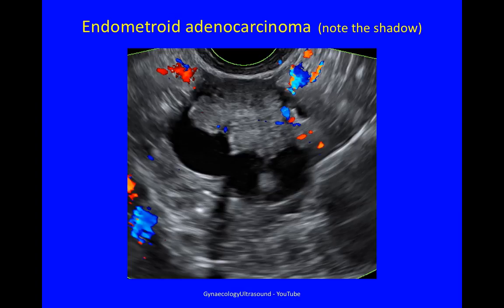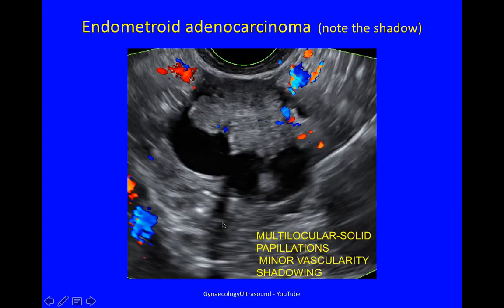This mass is multilocular and solid, so it's multilocular solid. There is some minor vascularity at the edges and there is some shadowing. So this mass is multilocular solid with papillations, minor vascularity and shadowing.